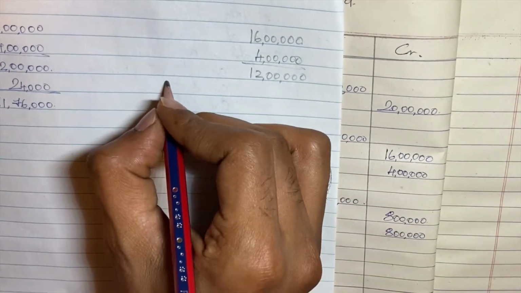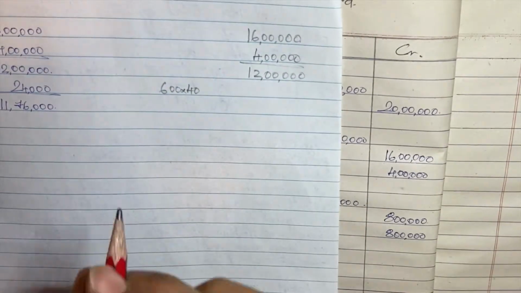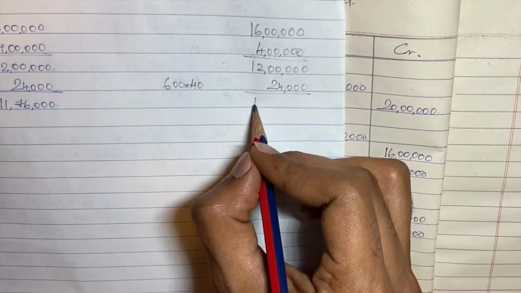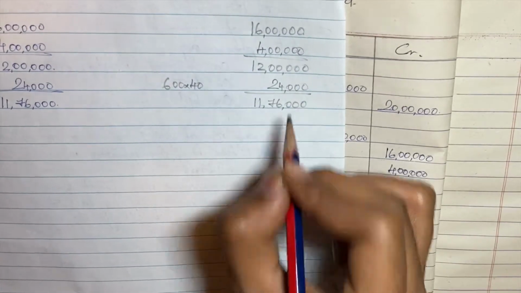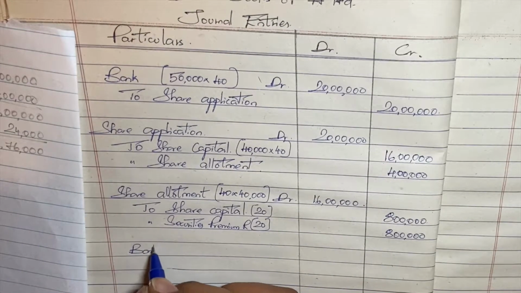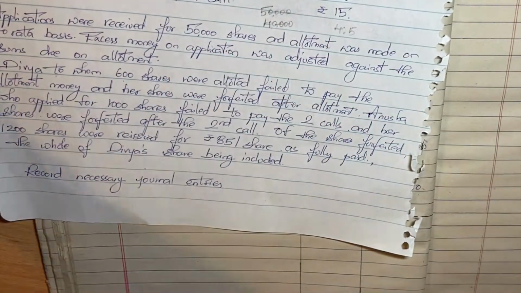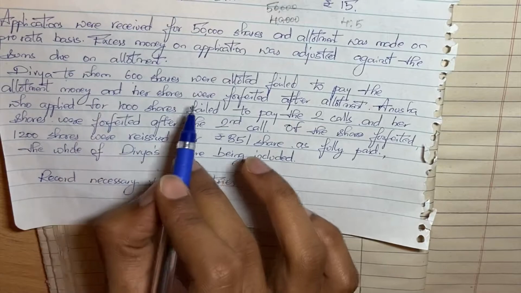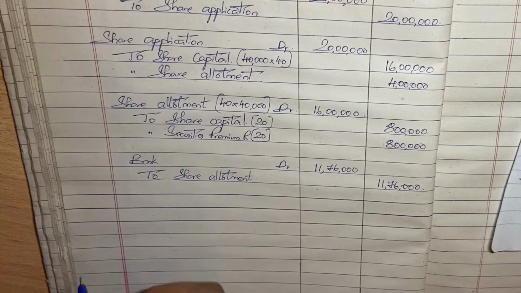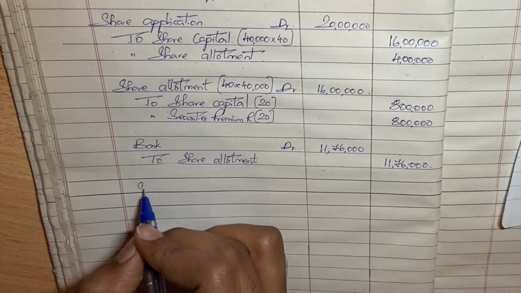Now Divya was allotted 600 shares and she has not paid the allotment money. So allotment money is 40 rupees. So she has totally not paid 24,000. So what that means is the remaining 11,76,000 was received. Okay, so that's what we will enter here. So bank debit. Now the problem says that her shares were forfeited after allotment. So allotment is done, so now we have to forfeit her shares. So the way we do that is just reverse the entries we have done for her.